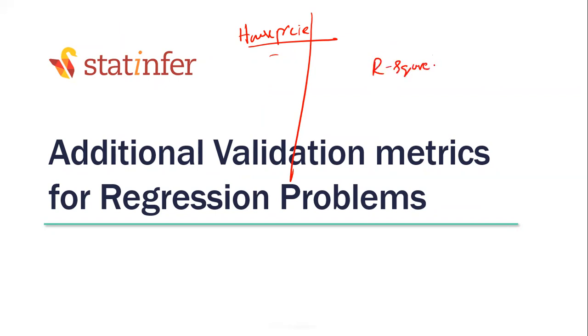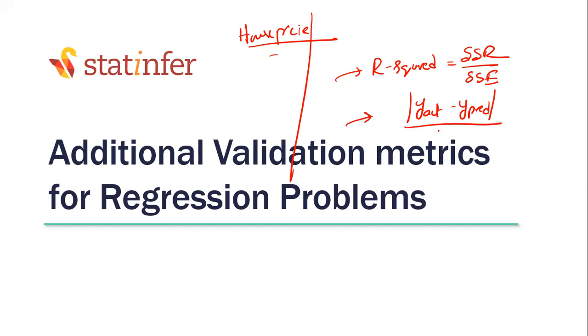Do you remember it? R squared value, yes. Sum of squares of regression divided by sum of squares of error. In fact, when we were discussing feature engineering, I also told you one extra measure. If you are working with regression, you can also use that measure. You calculate the y actual value minus y predicted value, take the absolute deviation, and then divide by y actual. This is absolute error divided by y actual.